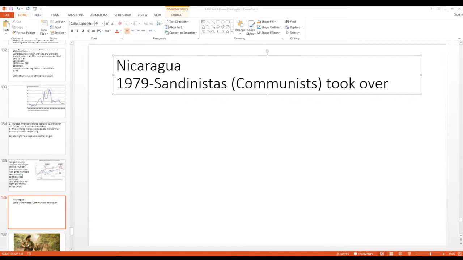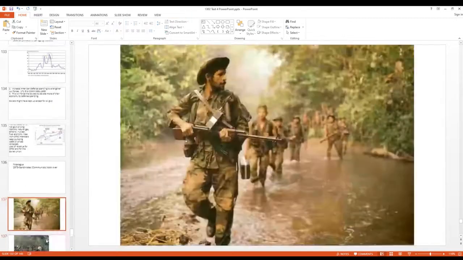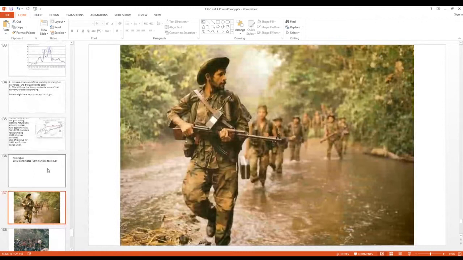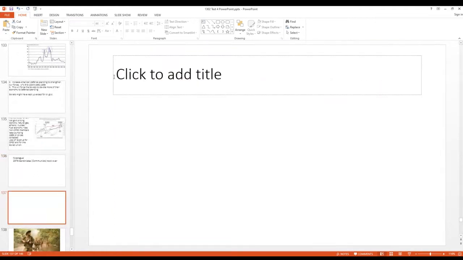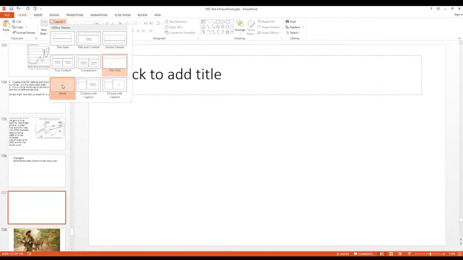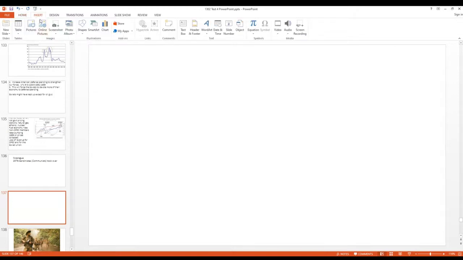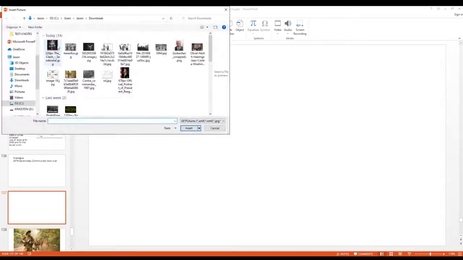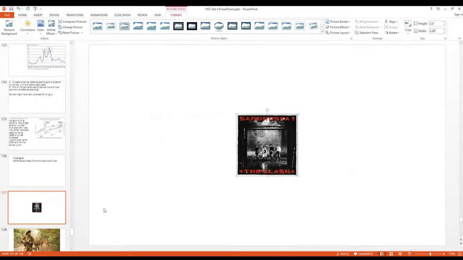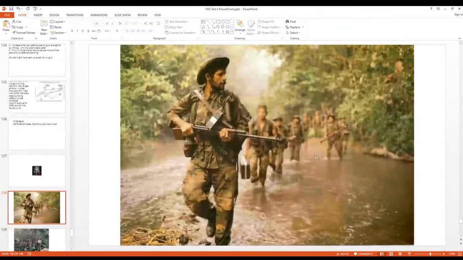And of course, Sandinista is also the name of an album by The Clash, but we're talking about these Sandinistas, okay? Not this Sandinista, okay? These Sandinistas.